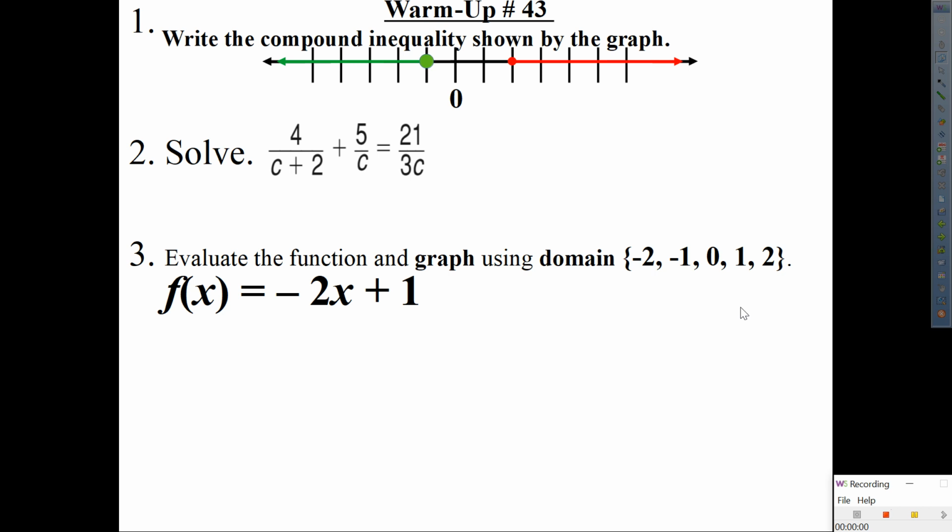Warm-up number 43 is on the screen. Let's get started, please. And then I'll go over it briefly right after because we have a bunch of stuff to cover today. Today we start with functions.